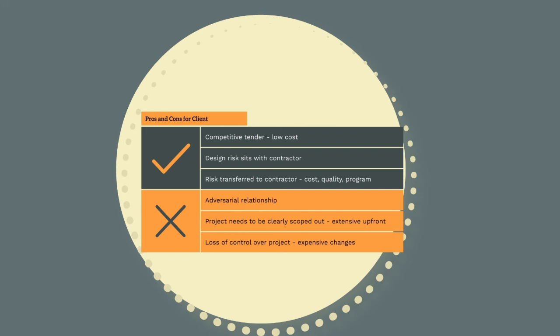Finally, the client will lose all control over the project. Variations under PPPs can be much more expensive than under D&C projects, as now the client, when instigating changes, will also need to factor in financing and operation and maintenance cost implications.